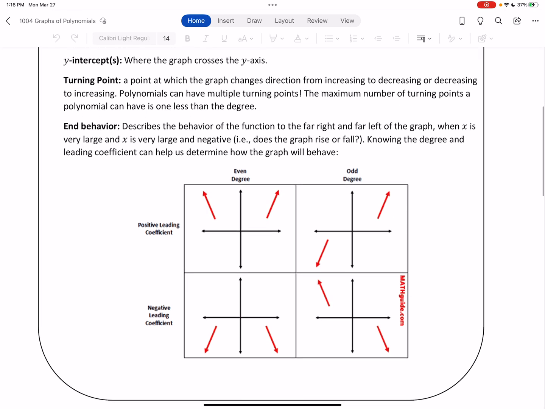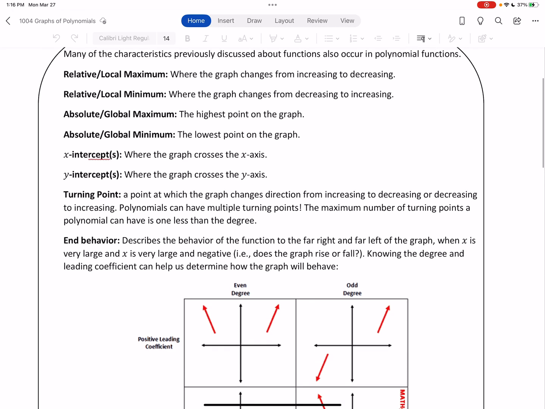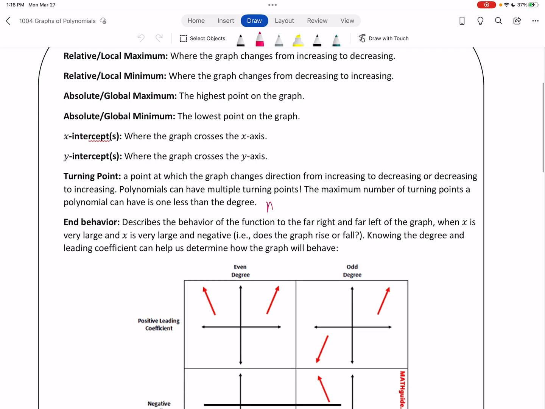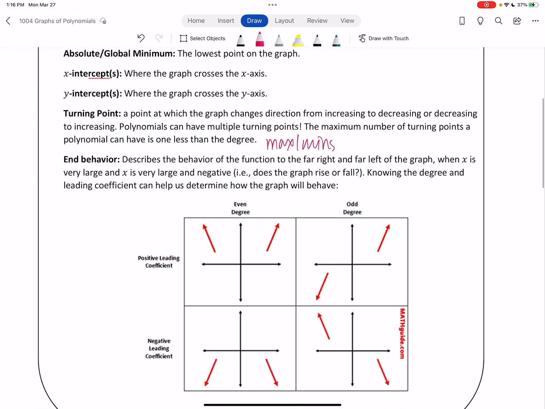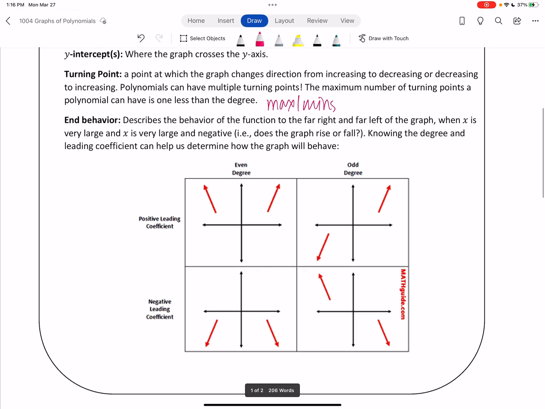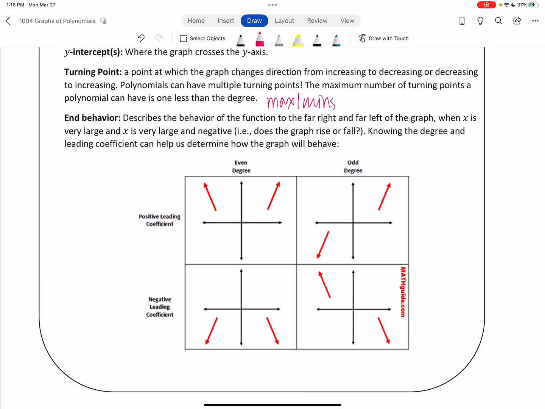So these other things might be a little bit new in the polynomials. A turning point is a place where it changes direction from increasing to decreasing or decreasing to increasing. That's kind of like a max or min, right? So when you think about a turning point, these occur at the maxes and mins. And the end behavior, we talked about this in a previous video. So we look at the degree and the leading coefficient.